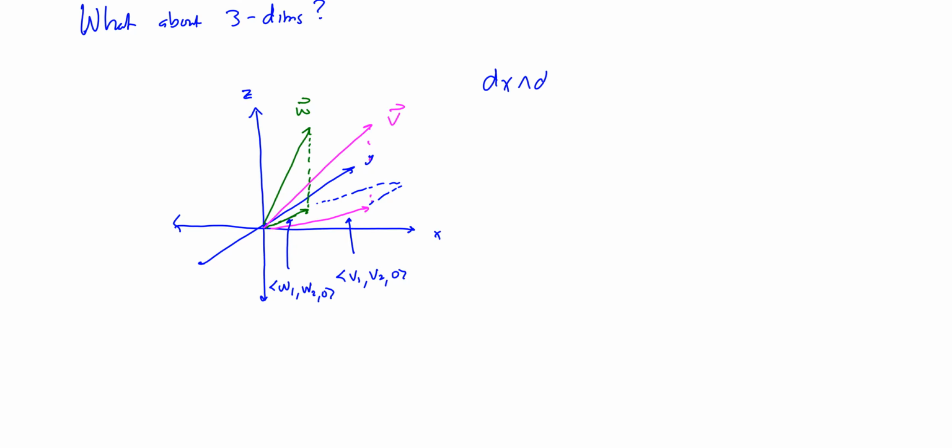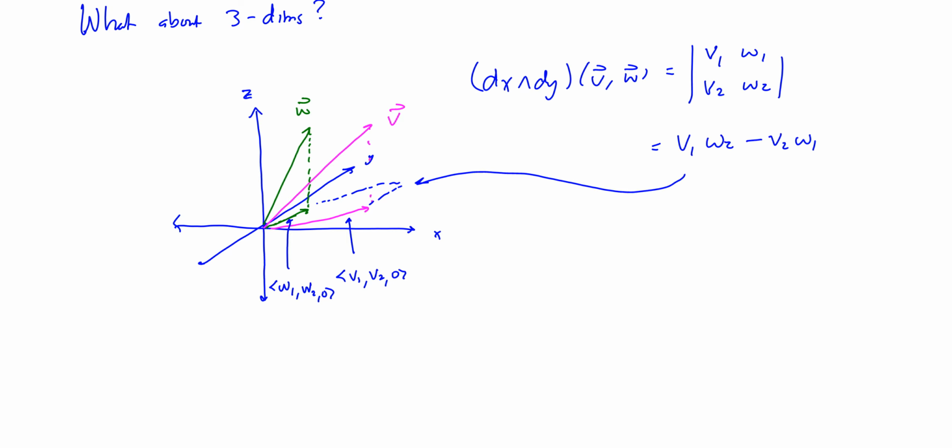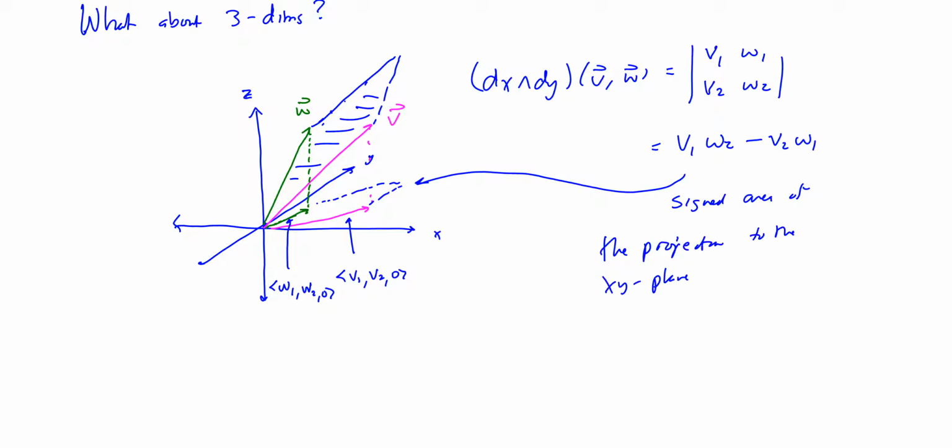So if I do dx wedge dy of VW, well, we saw already that this is V1, W2 minus V2, W1. And that's exactly the signed area of the projection. Okay, so this whole thing up here would form a parallelogram in 3 space. And what we're doing is we're projecting that down into the xy plane. So this is the projection to the xy plane of the parallelogram in R3 spanned by V and W.